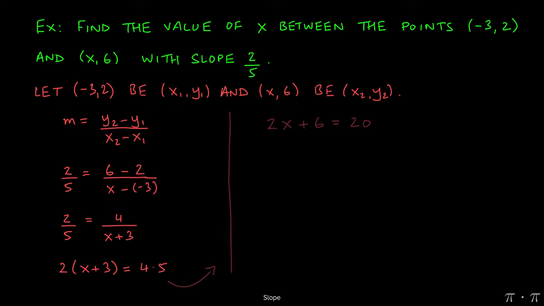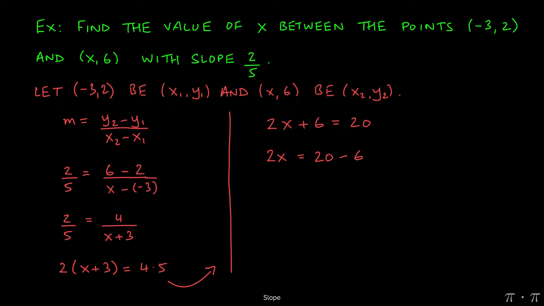Now we can clean this up before we move ahead. We can distribute the 2 into x plus 3 to get 2 times x, which is 2x, and then 2 times 3, which is 6. So for the left-hand side, we get 2x plus 6, and for the right-hand side, 4 times 5 gives us 20.